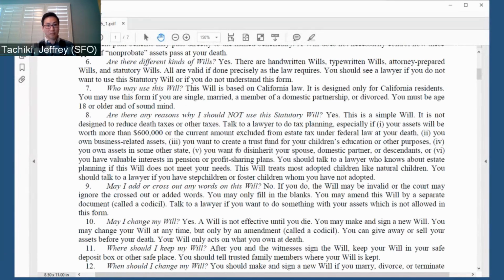It hasn't been $600,000 since, I think, about 1999, maybe 2000. I don't know if you remember, Caitlin, but I don't remember. It was a long time ago. So the current amount excluded from the estate tax is $11.58 million. Just to avoid any confusion, I wanted to point that out there.